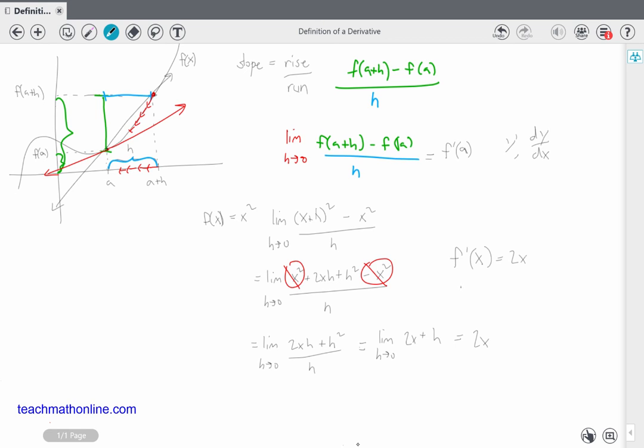So let's say we wanted to find the slope at x equals 2. This would be 4 when we plug in 2, and that's saying that on our function x squared at x equals 2, our slope is going to be 4. This is the definition of a derivative with an example.